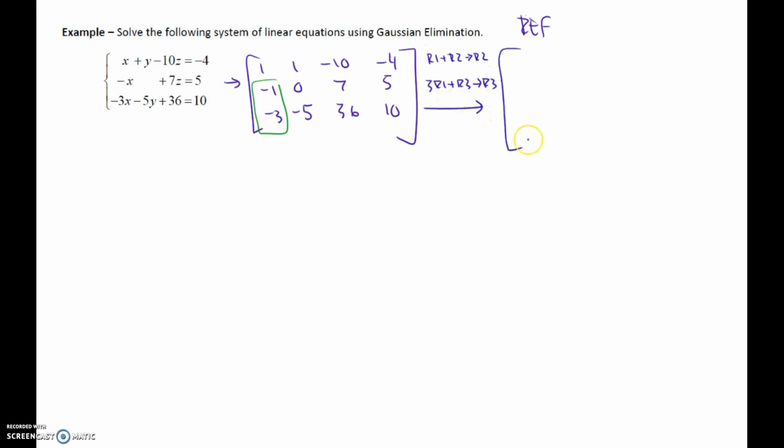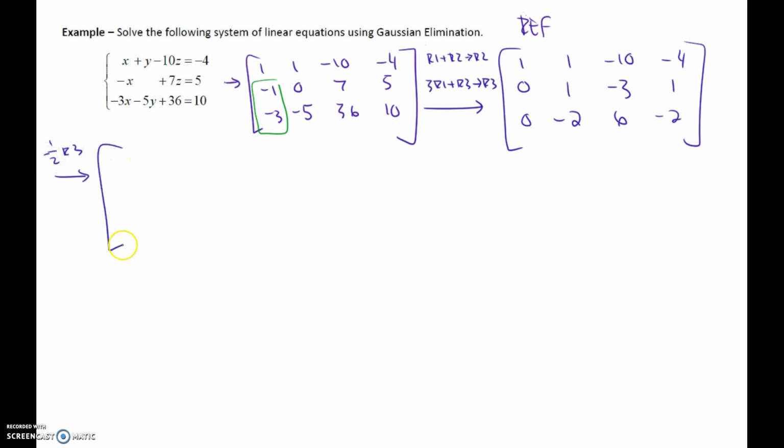I have room to do one more here. First row stays the same. Second row, just add them together. 0, 1, negative 3, 1. Last row is 3 times, that's 0. 3 minus 5 is negative 2. Negative 30 plus 36 is 6. Negative 12 plus 10 is negative 2. Let's take negative 1/2 of row 3 to clean up that equation on the bottom a little bit.